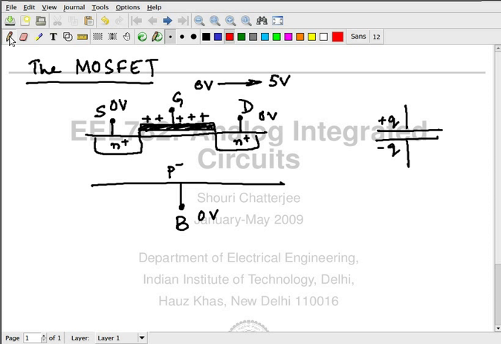So 0.1 micron is 1 into 10 power minus 7 meters. Let's deal with centimeters. Right? So 1 into 10 power minus 5 centimeters is the length. 1 into 10 power minus 5 is the width.